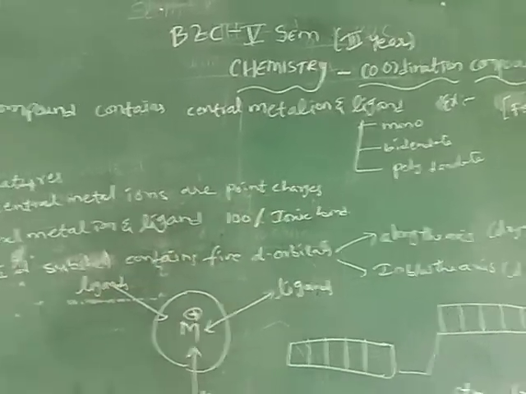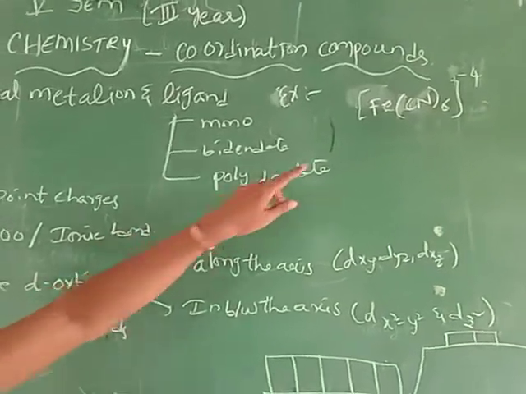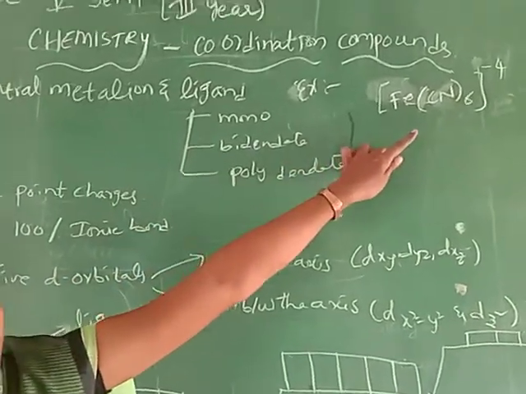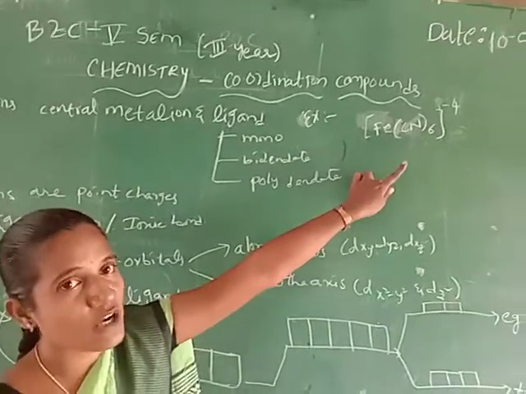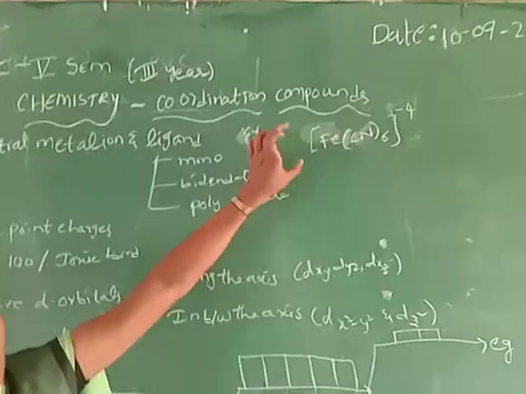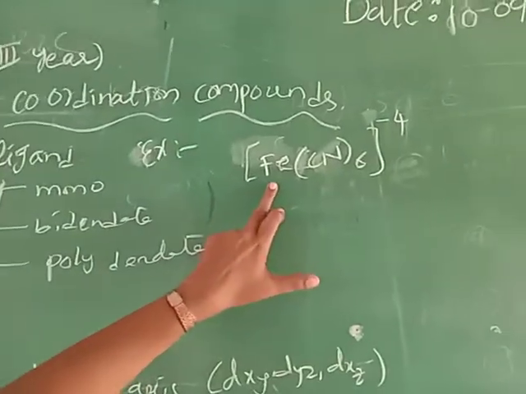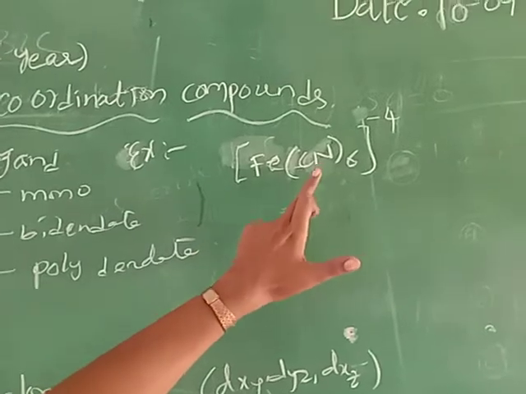See, one example I am taking here: hexacyanoferrate. Here ferrous is the central metal ion and cyanide is the ligand. The 6 here is the coordination number. The coordination compound is represented in square brackets. So here iron is the central metal ion and cyanide is the ligand.